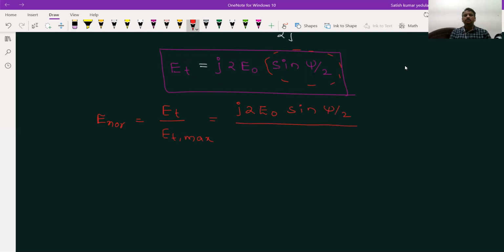by J2 E naught. This and this get cancelled. What you are finally getting is sine psi by 2. This is your array factor or normalized field component, which is also called array factor.